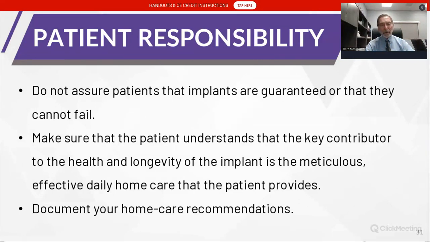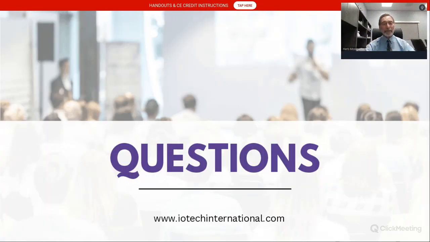The best work can be lost for patients who don't take care of their implant at home. And it's not because they don't try. It has to be effective. And we've gone over some of the principles with you as to what is effective, what's the most effective that we know of. And it's up to you to ensure that the patient knows about it and that they're encouraged to do this on a meticulous basis at home, because a patient's meticulous, effective daily home care makes the difference between a failed implant and a long-lasting implant that everybody is happy with. So document your home care recommendations and make sure the patient understands their responsibility.